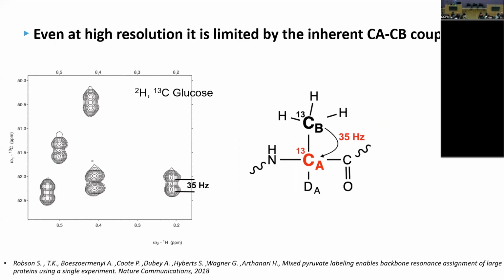And one of the ways to overcome this is to increase the resolution. But even if you increase the resolution of your spectra, there is inherent coupling between the C alpha and the C beta carbons in the proteins, which will be seen as splitting in the signal. And you will see these doublets within the spectra at 35 Hertz. And these doublets are reducing your resolution in the assignment of the chemical shift and the sequential assignments. And there are various ways to overcome this.